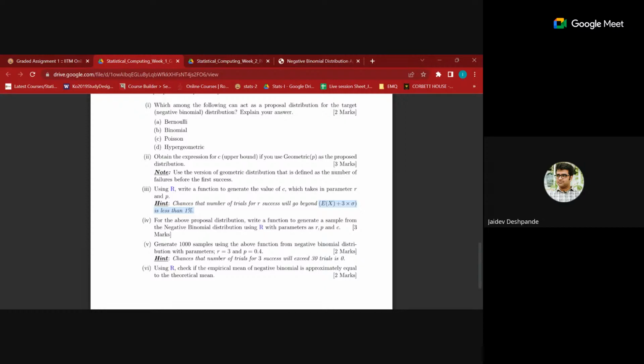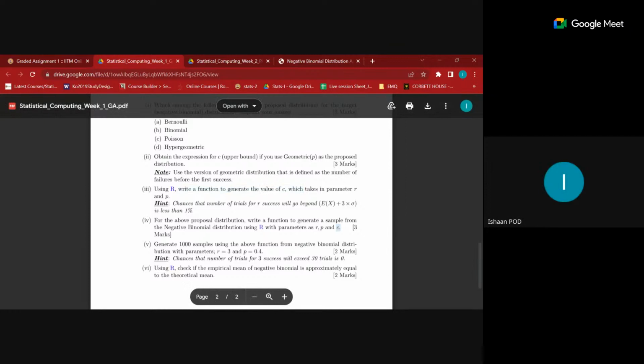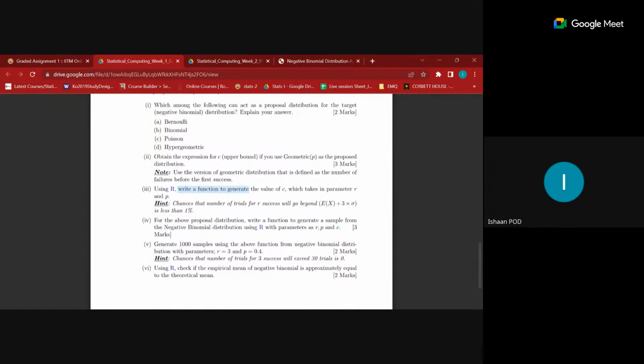Right. Anyway, to compute c, you need to write this general function, right? Yeah. And then you also need to input c as a parameter. So you will be using this function in part 3. You will call that function with the values 3 and 0.4, which will give you the value of c as the parameter. r is 3, p is 0.4, and then you will run this function to generate samples. Got it. To get this parameter value, you need to run this function in part 3.